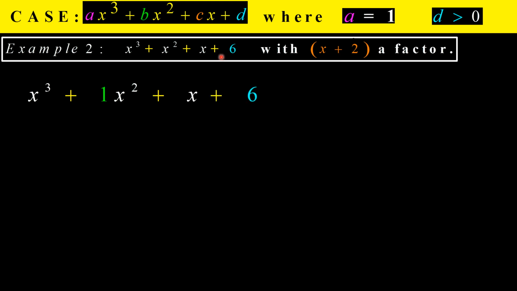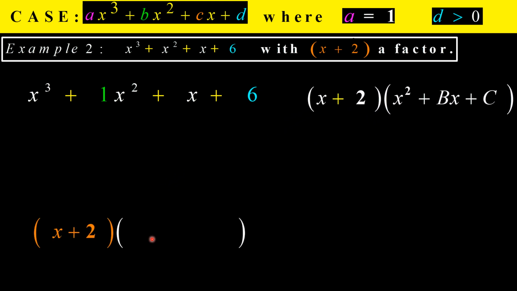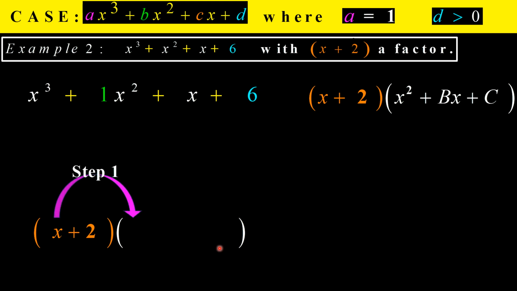So if this is my expression, and again I want that 1 just to stand out there. So I'm going to have x plus 2 times my quadratic. So I'll have a linear times a quadratic. So there's my expression there. You can see this is the given factor, x plus 2. I want to find the quadratic factor. Recall what we do for our step 1. We first have to find the term in x squared.